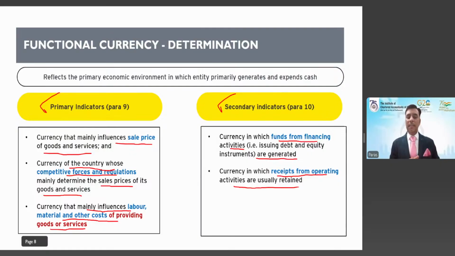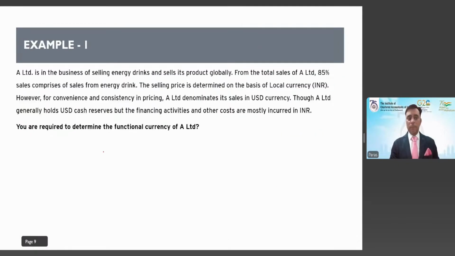Out of 5 criteria, you need to satisfy at least 3 criteria in order to determine the functional currency of the entity. If 3 criteria are in one favor and 2 criteria are in another favor, then you can conclude that the currency which is impacting the 3 criteria can be considered as functional currency, right? I hope I was pretty clear on my thoughts and you were able to understand all the parameters as we discussed, right? Now let's solve example number 1, which will give you more clarity.